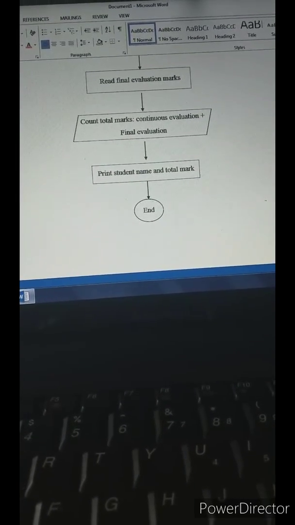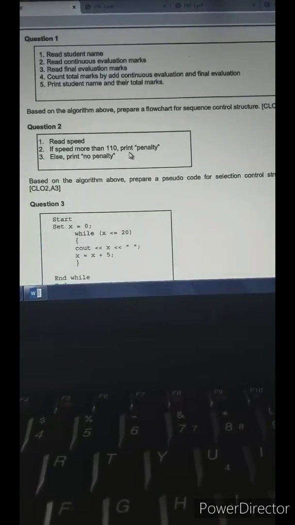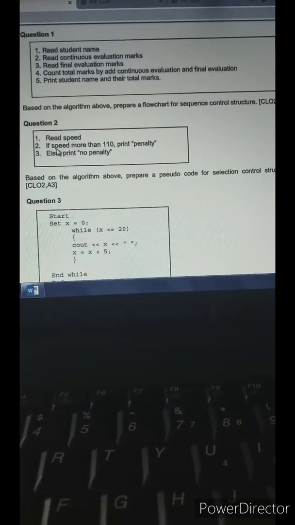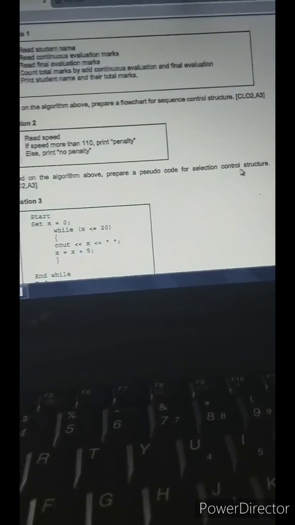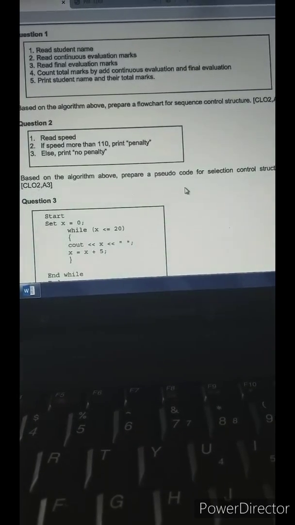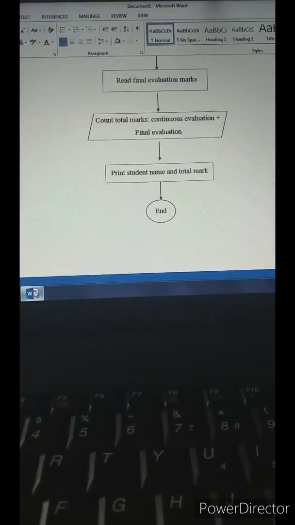Then it will be an end. Okay, the second question in PBE2 is based on the algorithm above. Prepare a pseudocode for selection control structure. We have to prepare a selection control structure. Okay, here is the answer.